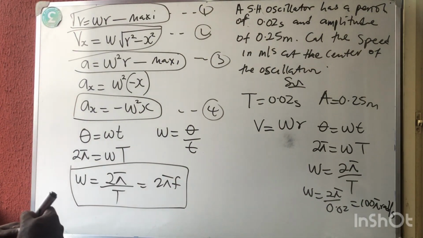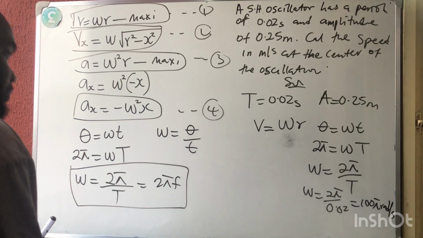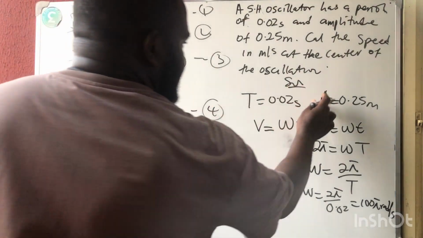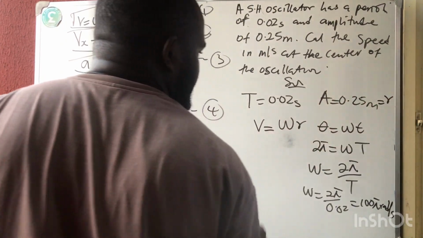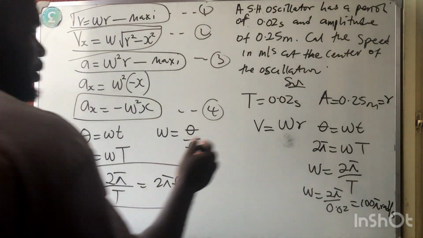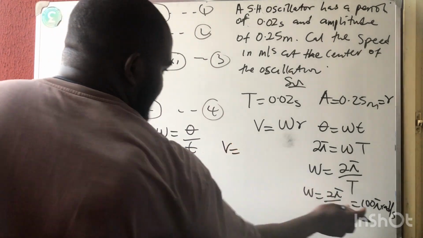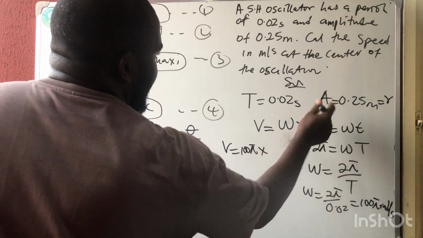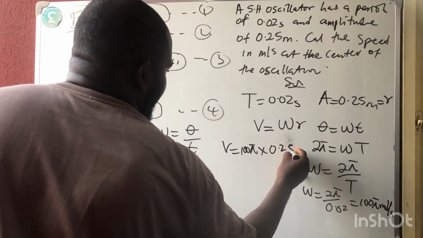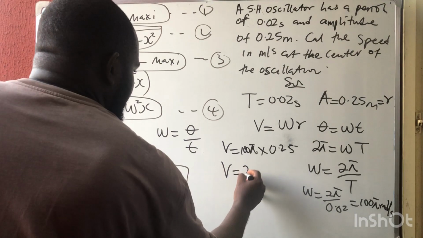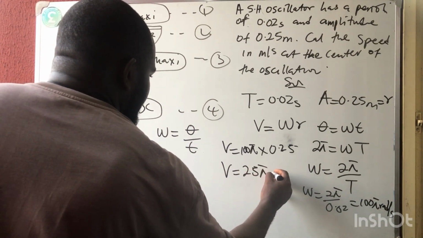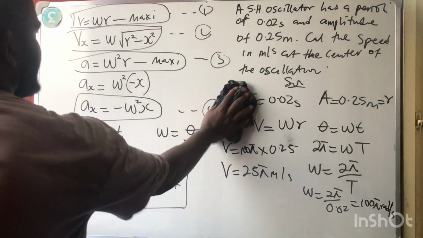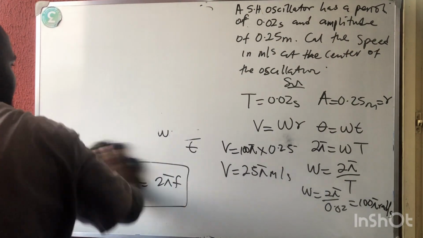So how do we get our radius? Don't forget that I told you that amplitude is equal to r. So therefore my v is equal to my w, 100 pi, times my r, 0.25. So what do we have? V is now what? 25 pi in meter per second. So that is the answer. You see, very simple question.